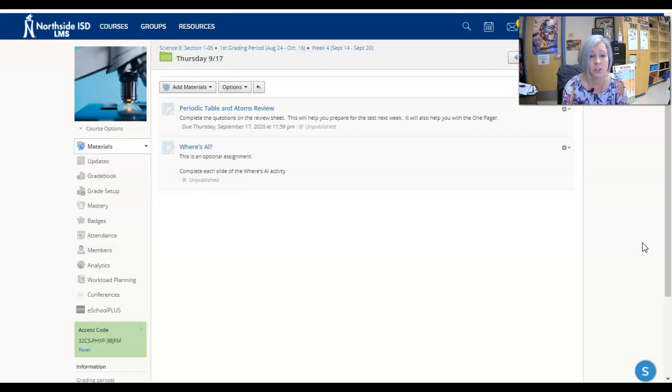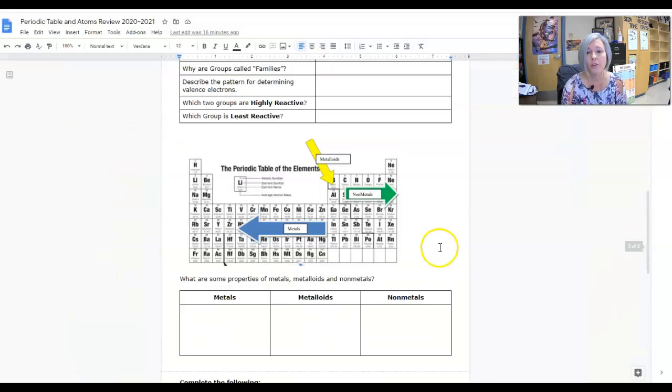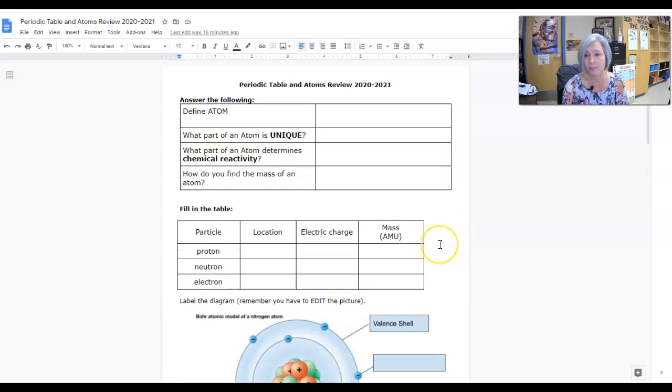It's really important that you pay attention because there are 2 activities in the folder, but only 1 is a required activity. So if we look, the first one says Periodic Table and Atoms Review. For this, you are going to go through the document, filling in whatever's missing. Now, if we look right here, you're talking all about the atom.